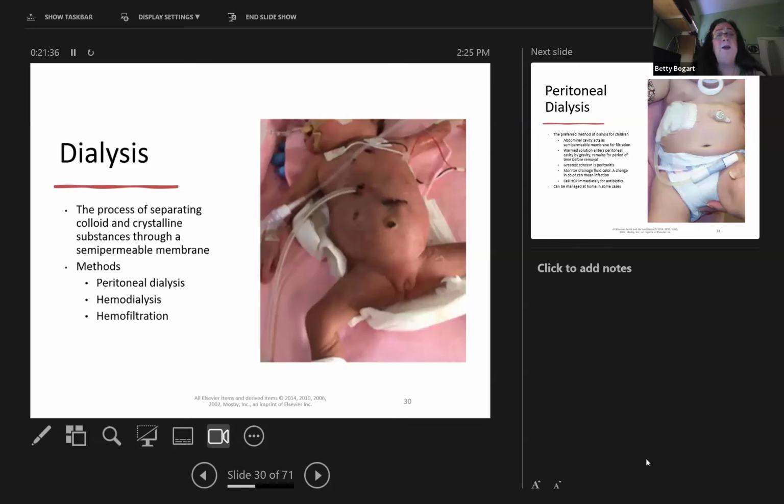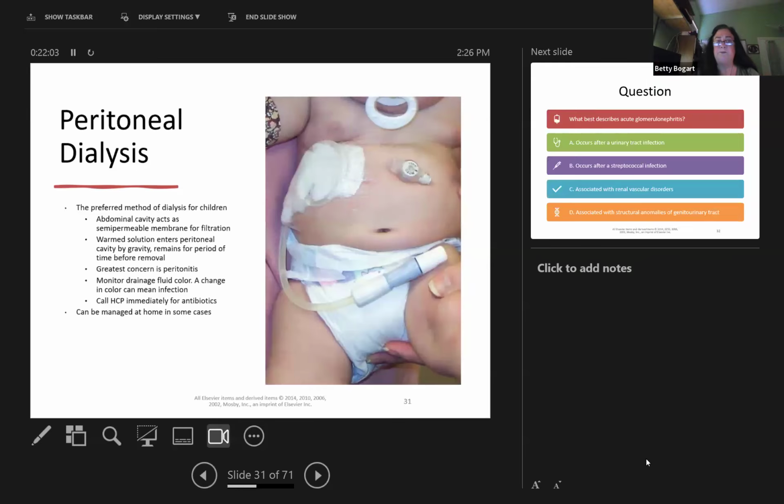Now, peritoneal dialysis is a type of dialysis that's used on your little kids, your young kids. And the reason why we can't do hemodialysis, a big machine, right? It's too much flow, too much pressure, and it will burst the capillaries in the brain. So it's too much flow. So what we do is we insert a catheter into the peritoneal cavity.